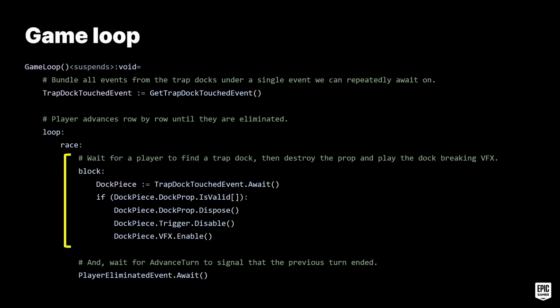We have two asynchronous expressions. One is a block expression, which waits for the shared trigger device event, meaning the player found a trap dock. And when the player lands on a trap dock piece, Verse will then destroy the dock piece and play the dock-breaking VFX that Francisco so beautifully created earlier. And the second expression that's in the race block is the player eliminated event, which we wait on and that we signaled from the advanced turn function earlier.